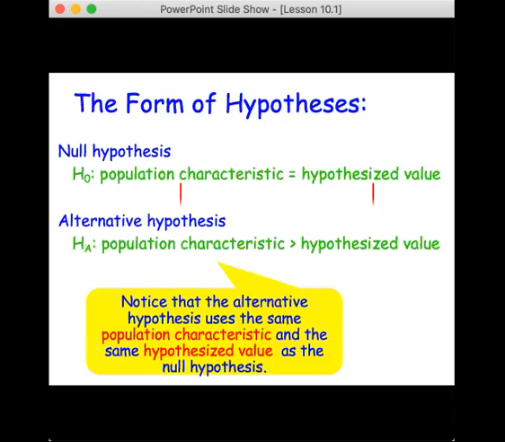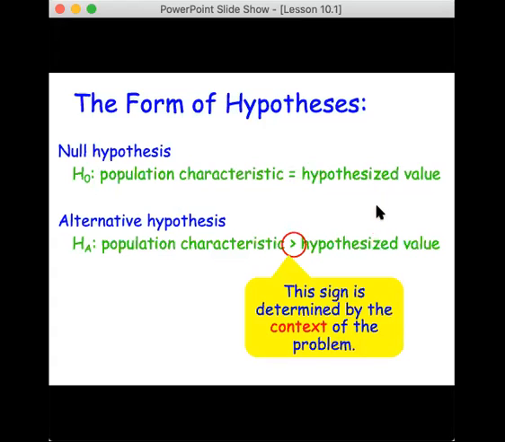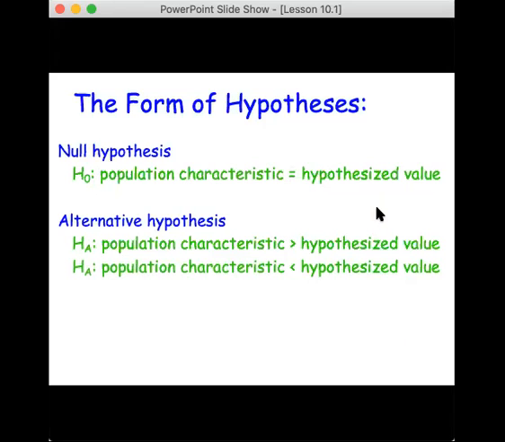Okay, now look, alternative hypothesis. Bring those down. Population characteristic, same thing. Hypothesized value, same number. Those will be exactly the same. The only difference with alternative is now just the middle sign. Instead of equal to, it will be either greater than, less than, or not equal to.